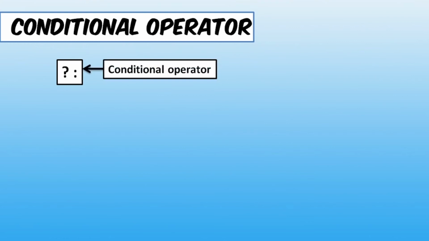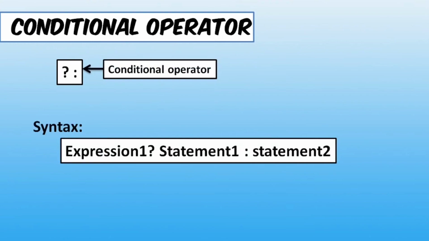So the next operator is the conditional operator. The pair of symbols you see on the screen, that is question mark and colon, this is called the conditional operator. And the syntax for using the conditional operator is, if expression 1 is true, then this will give us expression 2, and if expression 1 is false, we will get expression 3.